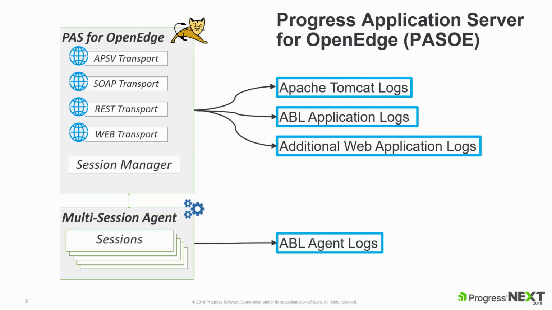Okay, good amount. All of you know that PASOE has a bunch of different log files, and they fall into categories. There's the Apache Tomcat logs, the ABL application logs, and a few additional logs, like for the debugger. And then our old friend, the agent log, which, if you came from Classic, you're very familiar with. We've also made some changes to that log, so we'll talk about all of those today.